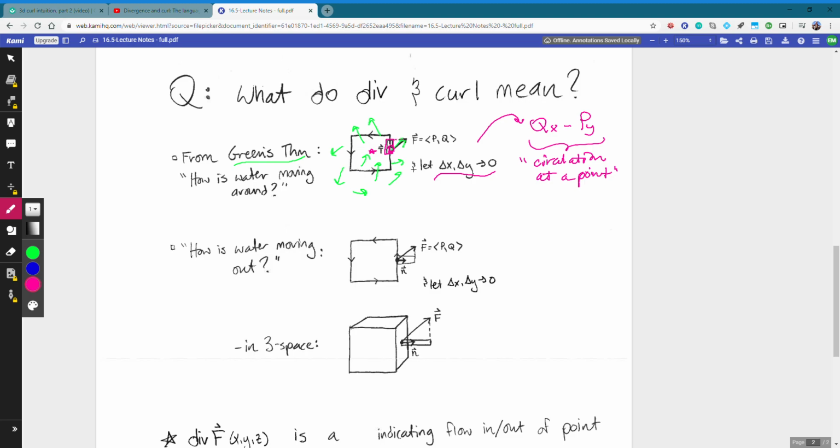And so here we see how that function, that idea of circulation at a point, can be somehow obtained by taking circulation around a small square and letting that square shrink.